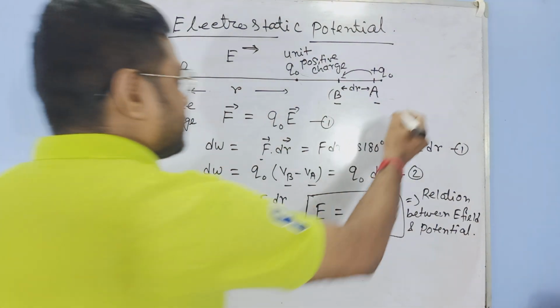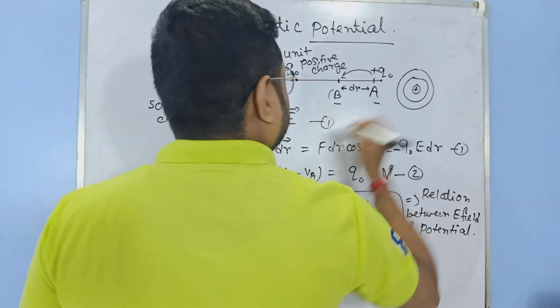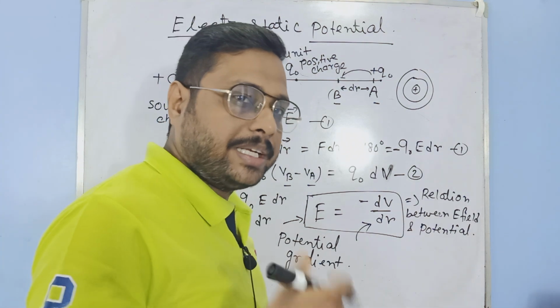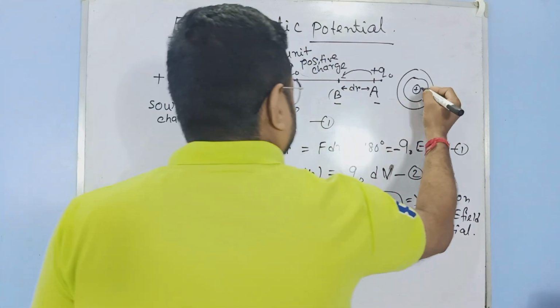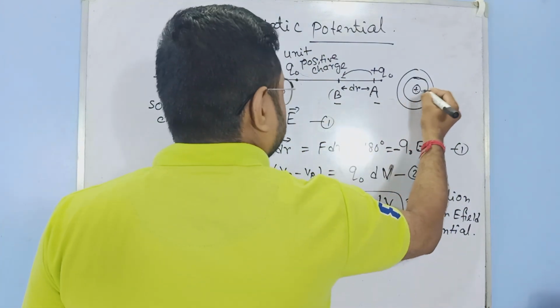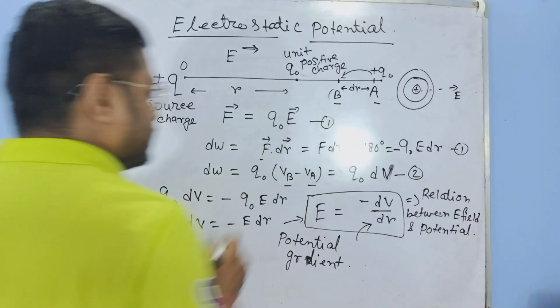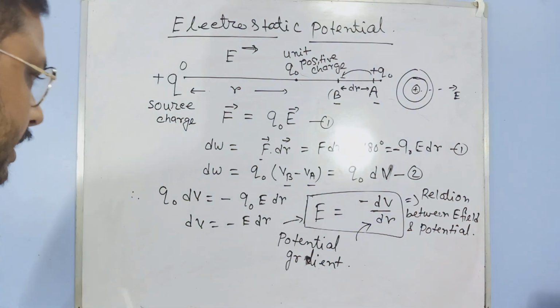So if we take a spherically symmetric charge, what is an equipotential surface and what is its property, I will discuss in the next video. So in this case, as we go outward, the E is increased but the potential is decreased. This is the physical significance of dV/dr.